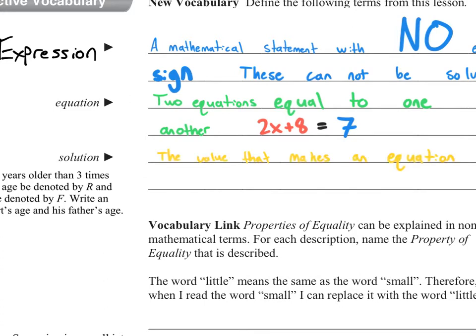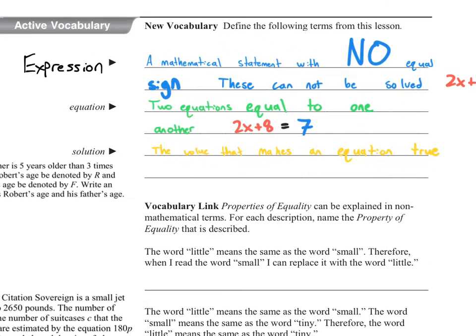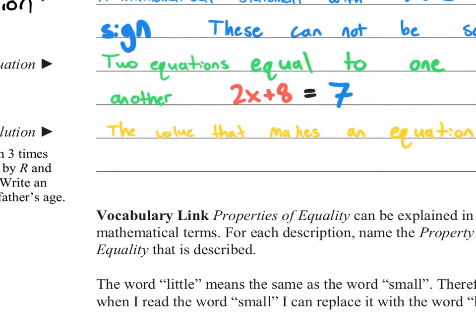The solution is the value that makes an equation true. So if we have an equation, the solution would be as if you substituted it back into the equation, that it would make both sides correct and balanced. Here's an example.